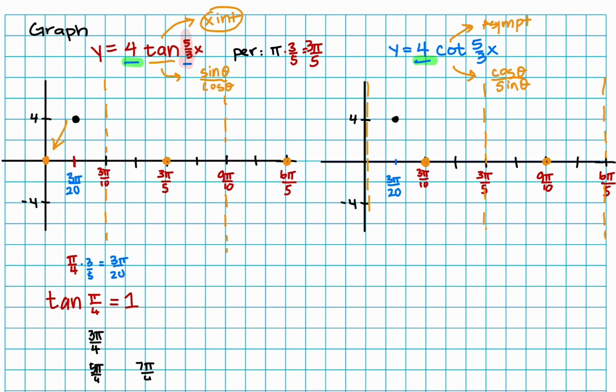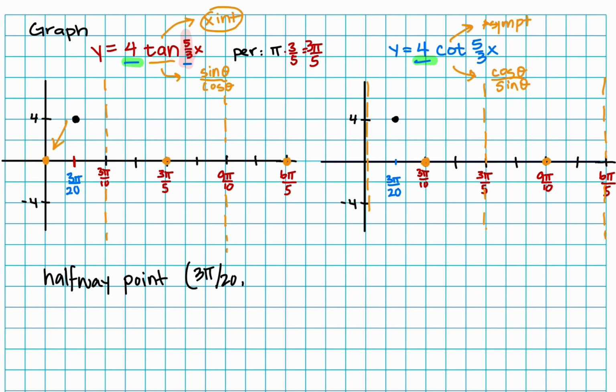So if I wanted to write that down, let me erase the work that's going on over there. And then we'll write the halfway point. Okay, super technical term right there, halfway point. The halfway point is going to be located at 3 pi over 20, comma, 4. Now, that's not the only halfway point, but that is our first one.